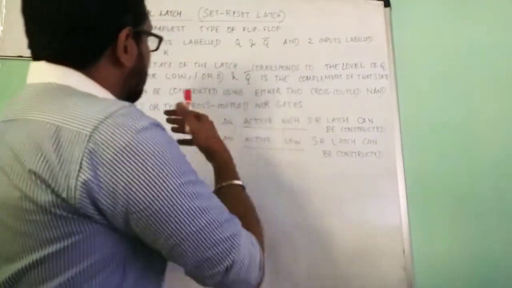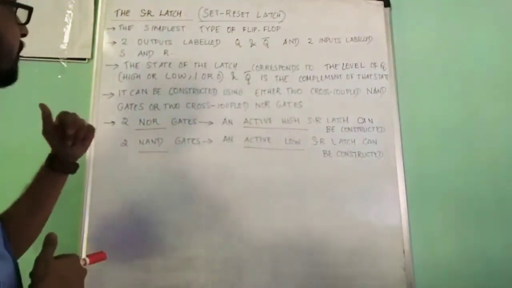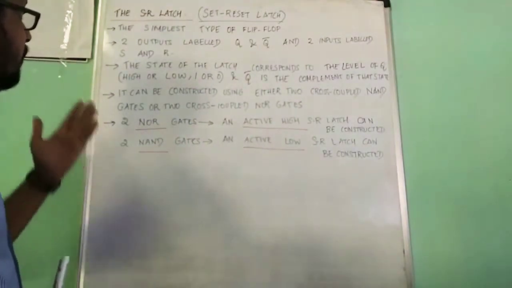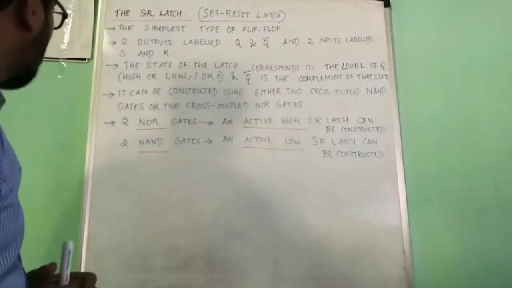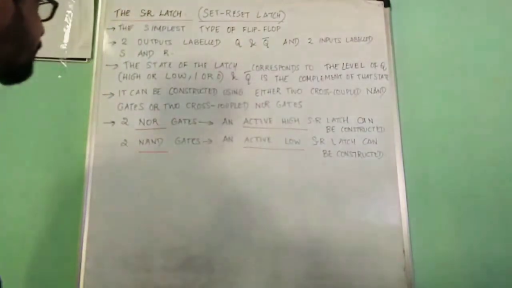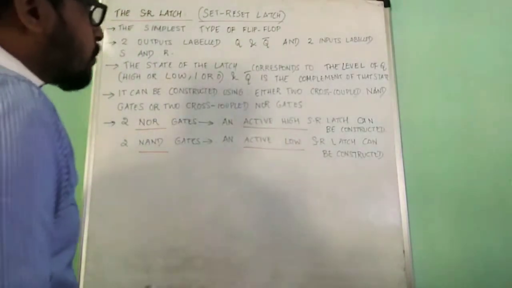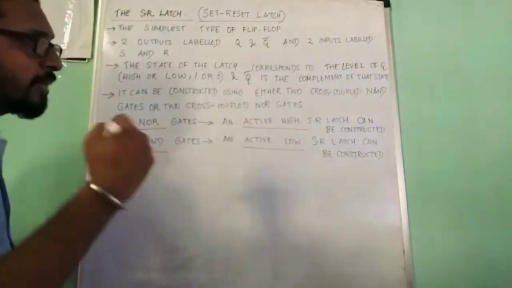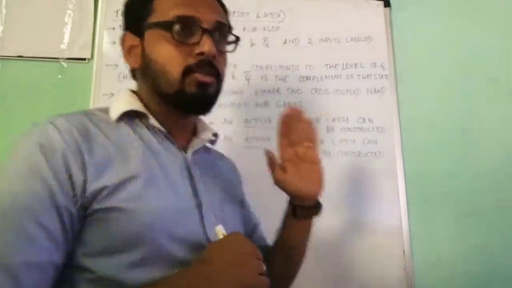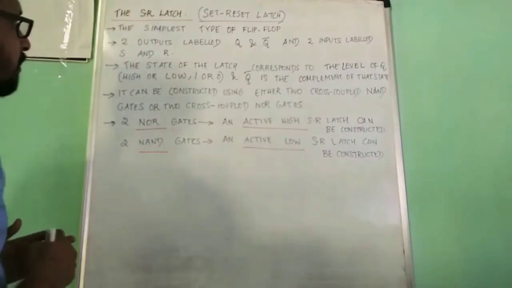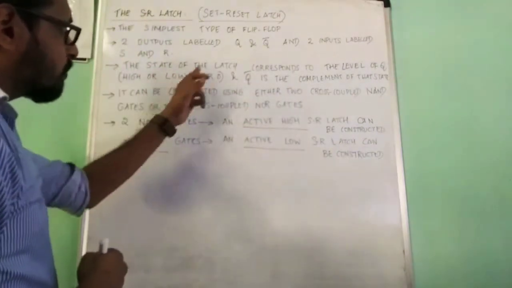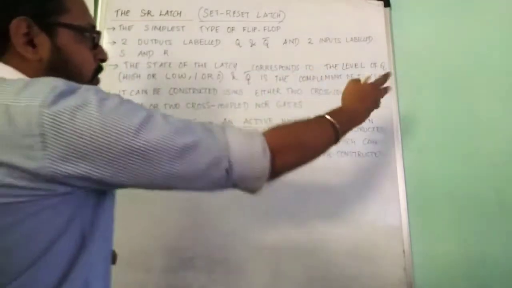First of all, let's see the basic points to be remembered. It is the simplest type of flip flop, with two outputs labeled Q and Q bar, and two inputs labeled S and R. The state of the latch corresponds to the level of Q, which we have already learned. The state of the circuit is based on the value of Q, high or low, that is 1 or 0, and Q bar is the complement of the state.